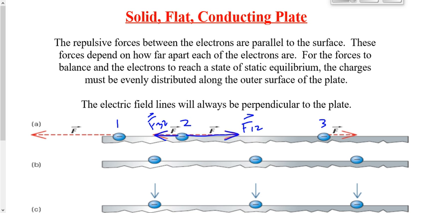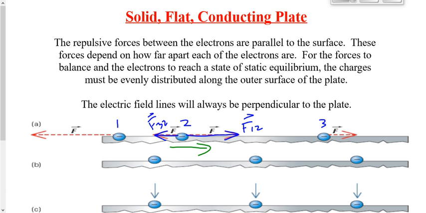Now, the force of 1 on 2 is a bigger force than 3 on 2 because 3 is further away from charge 2 than charge 1 is. So as a result of these 2 charges being closer than these 2 charges, you're going to find that F12 is a bigger force. As a result of F12 being a bigger force, charge number 2 is going to experience a net force to the right. That means it's going to move to the right.